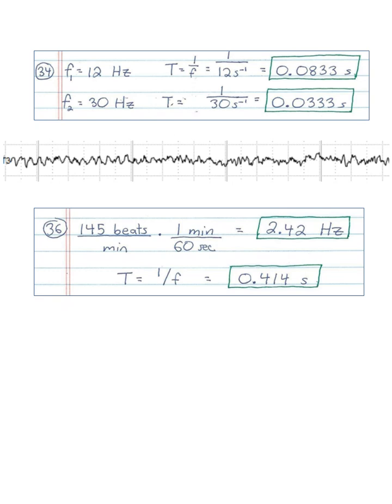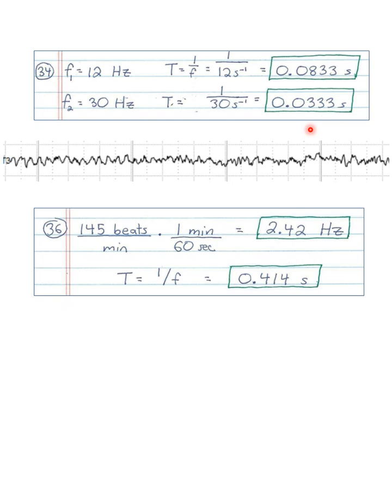So just remember that period is the reciprocal of frequency. So 12 hertz, and remember what a hertz is, it's a cycle per second. So the period is the reciprocal of that. It's going to be seconds per cycle. So we'll do 1 over 12, and that'll give us 0.0833 seconds. For the high frequency range, this will be a shorter period. 30 hertz, and we'll do 1 over 30 cycles per second is 0.033 seconds.